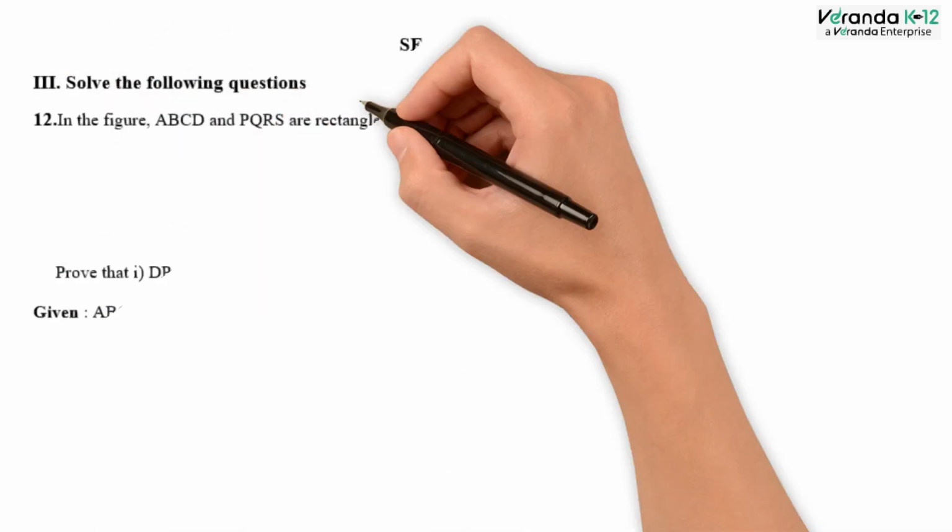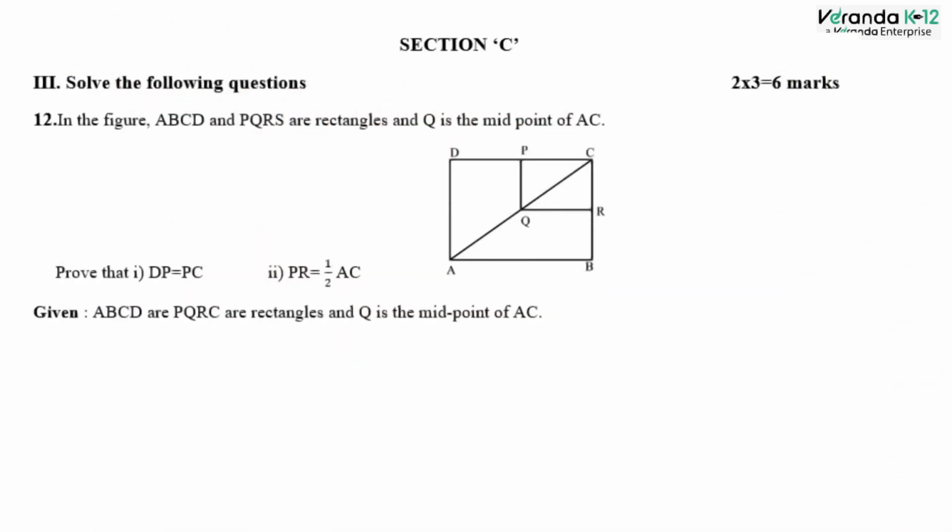We have covered all questions under section B, and let's move on to section C, where each question will carry 3 marks. Question number 12. In the figure, ABCD and PQRS are rectangles and Q is the midpoint of AC. Prove that DP is equal to PC and PR is equal to half of AC.